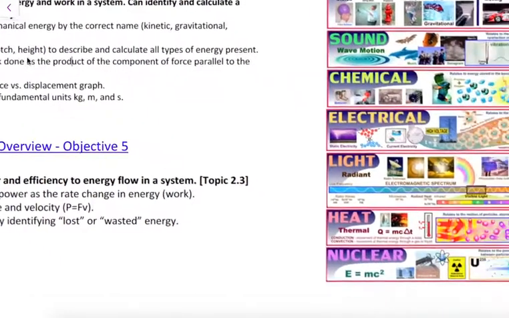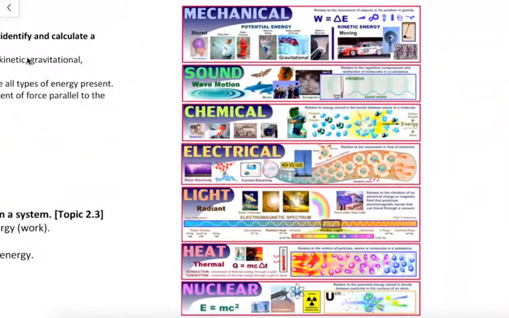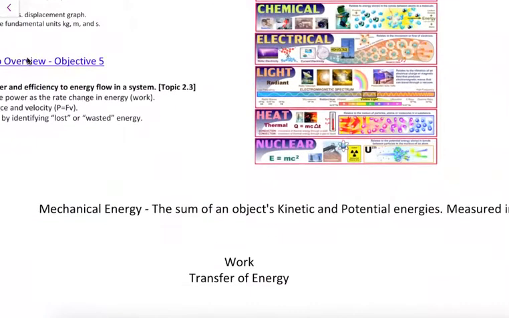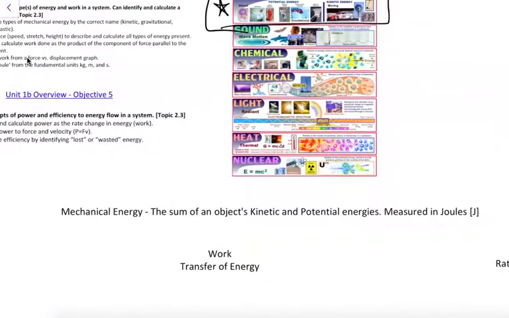First, similar to last year, I believe we've seen this infographic, which talks about the different types of energy: mechanical, which may consist of kinetic and potential, gravitational potential energies. And we talk about sound, chemical, electrical, light, heat, nuclear. But really today we are focusing on mechanical. It's not until later that we might focus on the other ones. So this is the major one we're focusing on today. There it is, mechanical energy. This mechanical energy is a sum of an object's kinetic and potential energies, measured in joules.